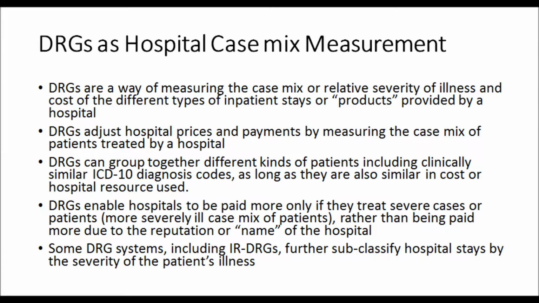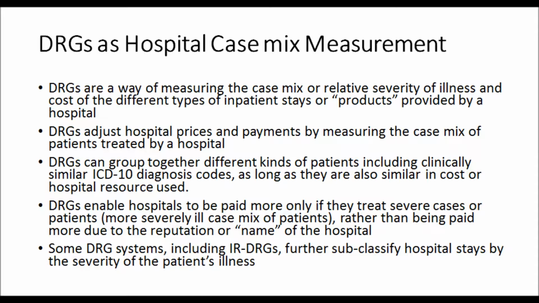DRGs as hospital case mix measurement. DRGs are a way of measuring the case mix or relative severity of illness and cost of the different types of inpatient stays or products provided by a hospital. DRGs adjust hospital prices and payments by measuring the case mix of patients treated by a hospital. DRGs can group together different kinds of patients, including clinically similar ICD-10 diagnosis codes, as long as they are also similar in cost or hospital resource used.